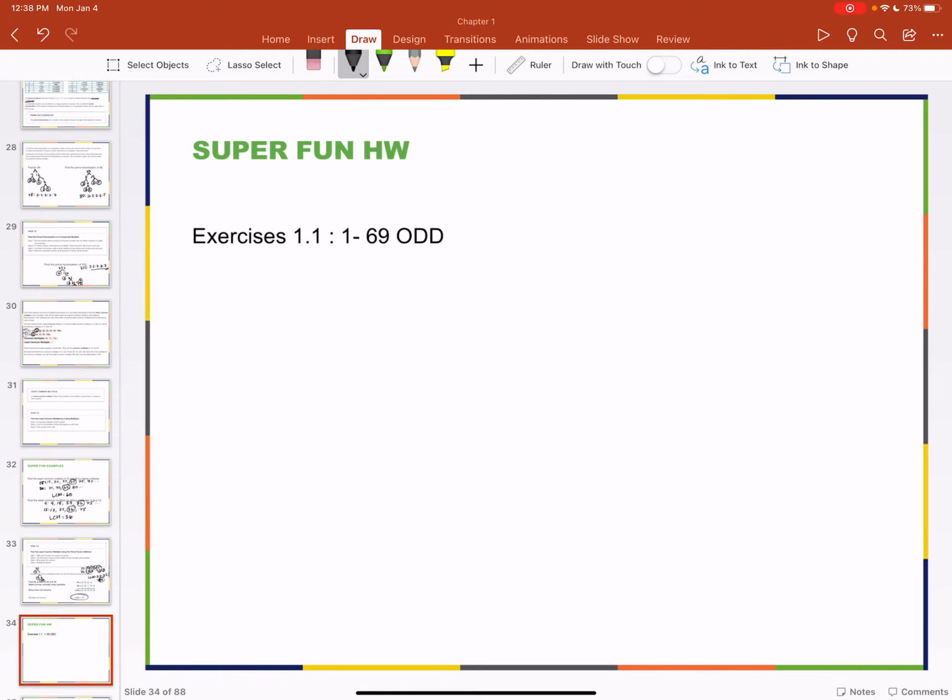For practice, do the section 1 through 69 odd. So we know what the odd numbers are, right? 1, 3, 5, 7, 9, and so on.